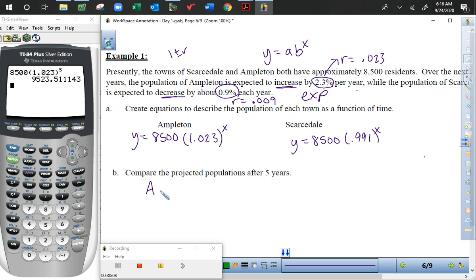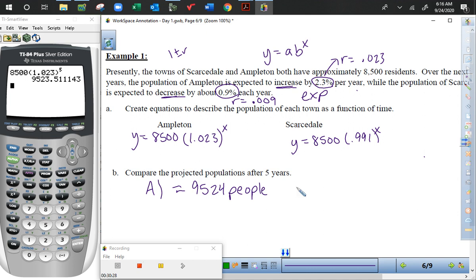When we're talking about Ampleton here, when we're talking about population, we have to make sure that we're rounding to an appropriate value. So here this is 9,524 because we want a whole number for people. Make sure your number is reasonable. It was supposed to increase, so it has to be larger than 8,500.